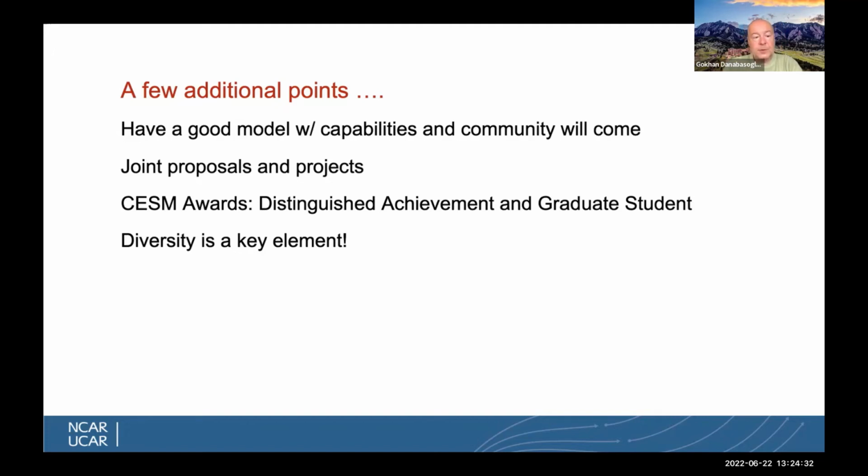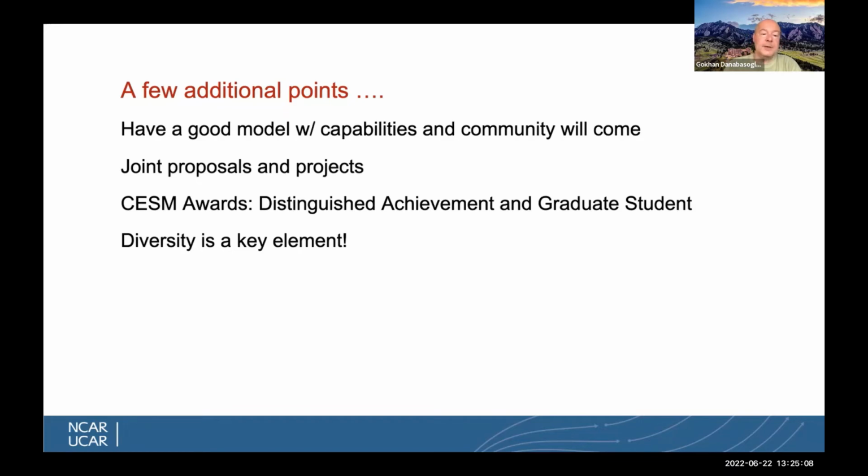Another aspect that I just wanted to mention is that we have some awards that we give out: the Distinguished Achievement Award and the Graduate Student Award. These, especially the Graduate Student Awards, are extremely useful to encourage community engagement at the early career scientist level. And we think that this is quite important. These awards are quite important to recognize the community's contributions to the CESM, particularly at the graduate student level.